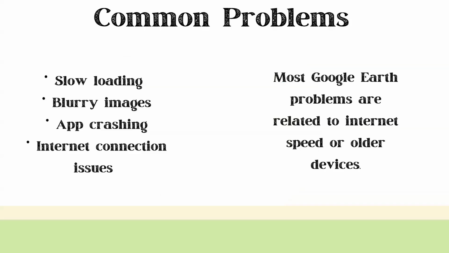A couple of the common problems that might occur would be slow loading or blurry images, because it might be because of either a slow PC or computer, or maybe the app itself is lagging. The application might crash as well. And also, if you have internet connection issues, it might slow down as well. But most Google Earth problems are related to internet speed or older devices. So make sure that you have everything updated as much as you can.